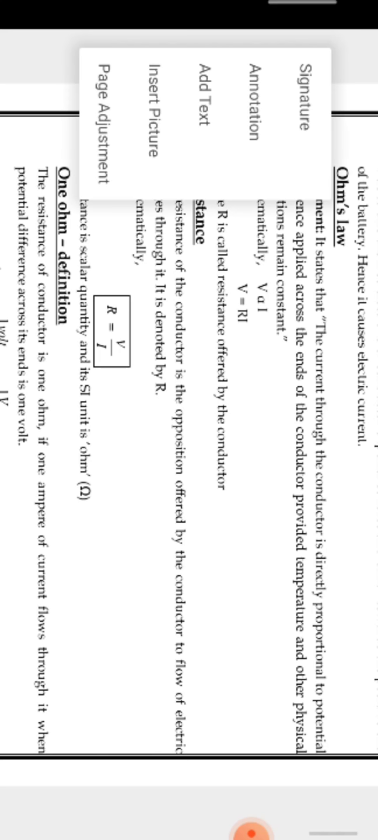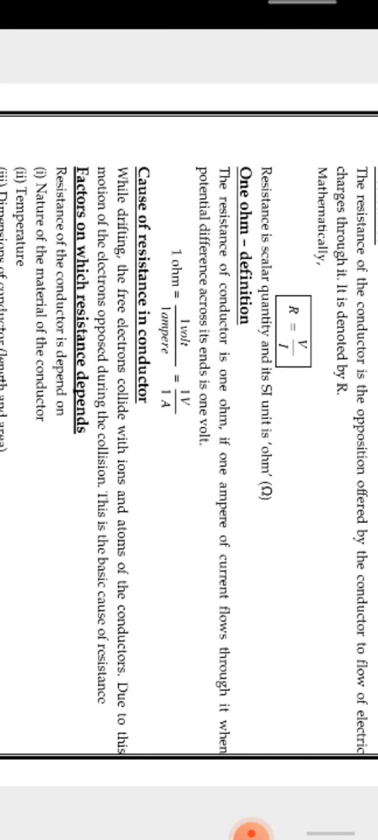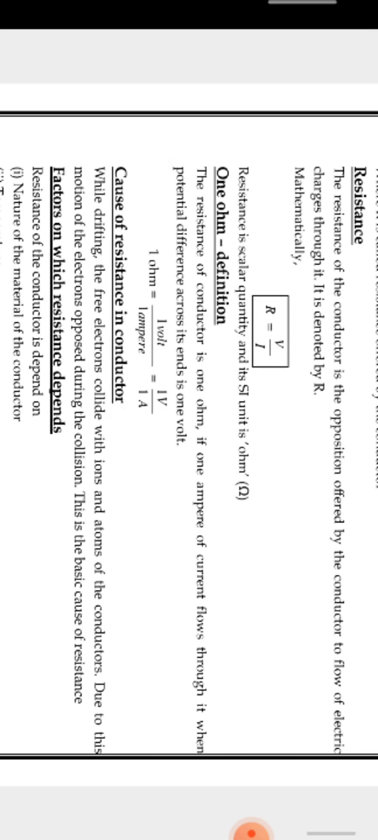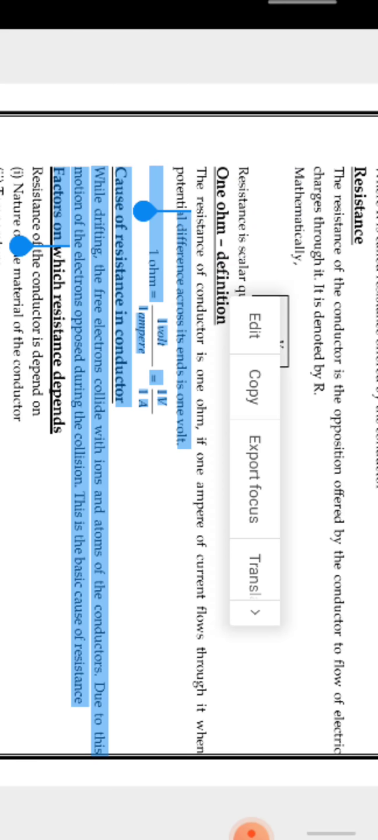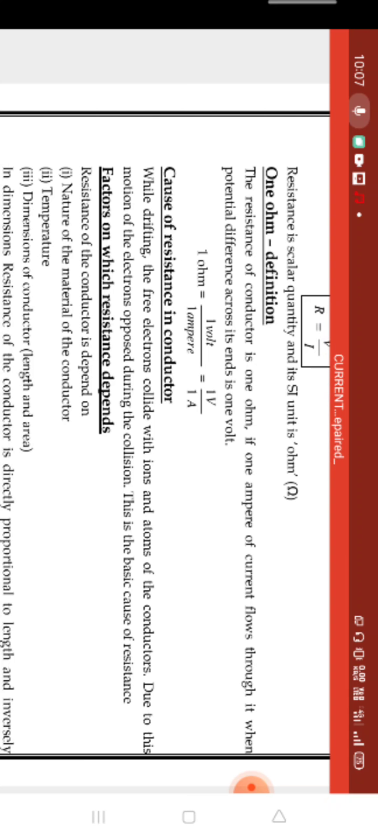Let me have the definition for resistance. The resistance of the conductor is the effective opposition offered by the conductor to the flow of electric charges through it. It is denoted by R. Mathematically, resistance R equals potential difference divided by current. Resistance is also a scalar quantity. Its unit is ohm.